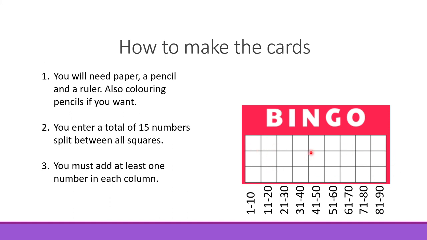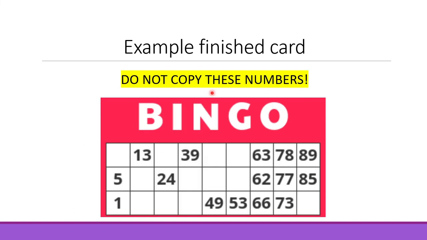So go through and go across and write at least one in each column, and then add some more in later to make it up to 15 numbers in total. And you also need to be careful here, because 5 of them need to be on the top line, 5 on the middle line, and 5 on the bottom line. So here is an example card. As you can see, there is at least one number in every column. And the top row, there are 1, 2, 3, 4, 5 numbers. 5 numbers in the middle row, and 5 numbers in the bottom row.